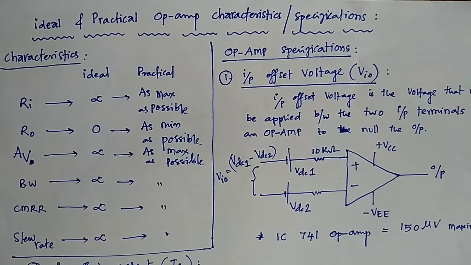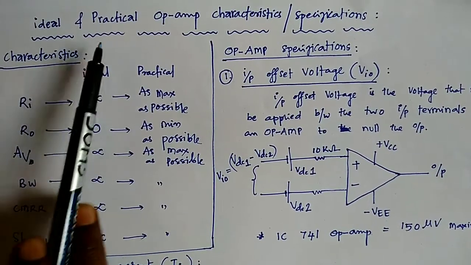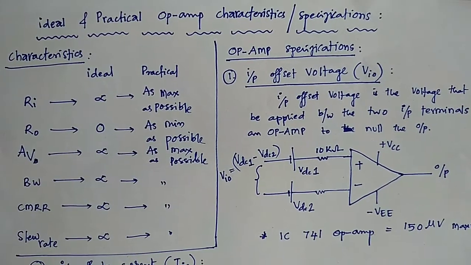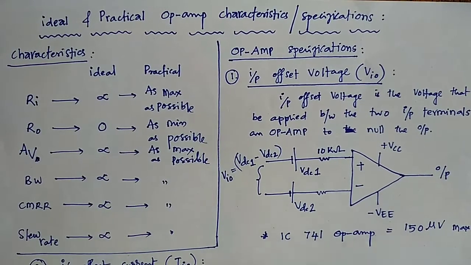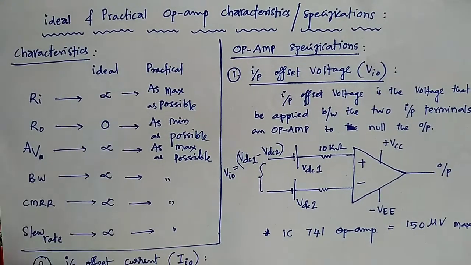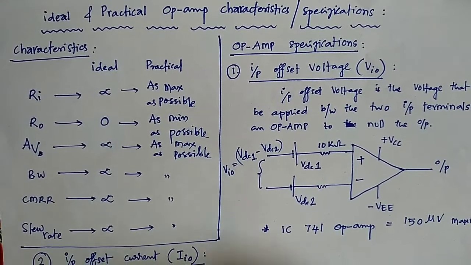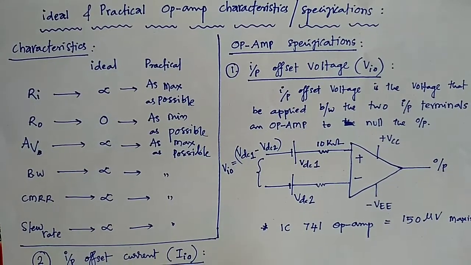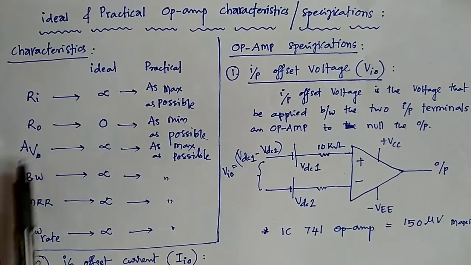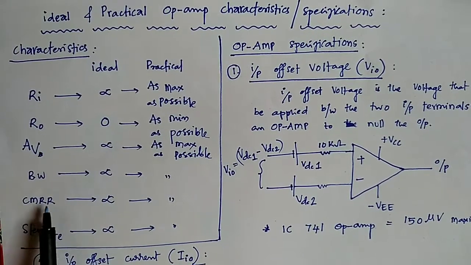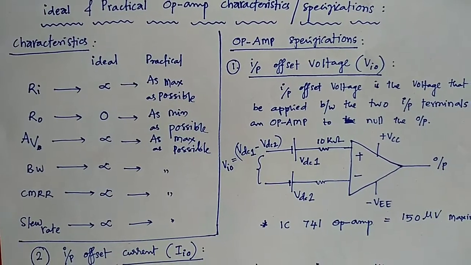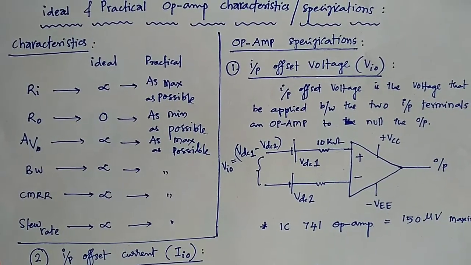Hi friends, today our topic is ideal and practical operational amplifier characteristics and specifications. Generally, the characteristics of IC741 are ideal and practical. If you take any system, it has some characteristics. Similarly, in an operational amplifier, the characteristics are input impedance, output impedance, voltage gain, bandwidth, common mode rejection ratio (CMRR), and slew rate. These are the basic characteristics of an operational amplifier.